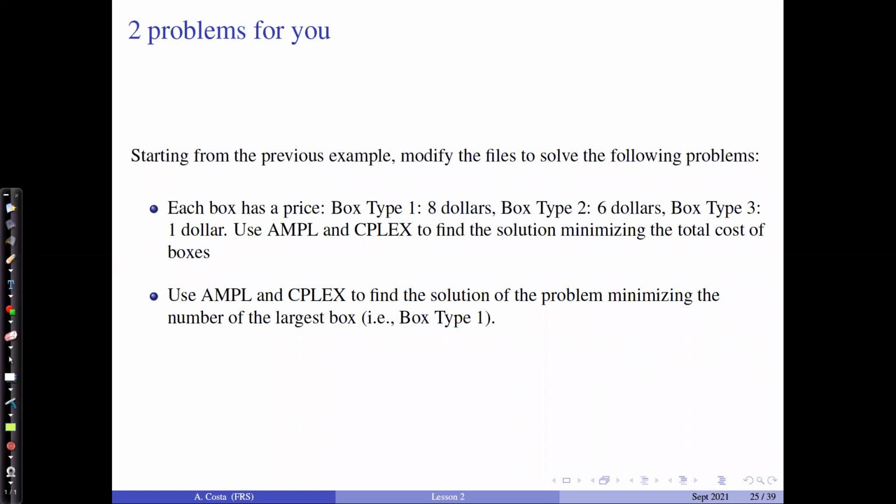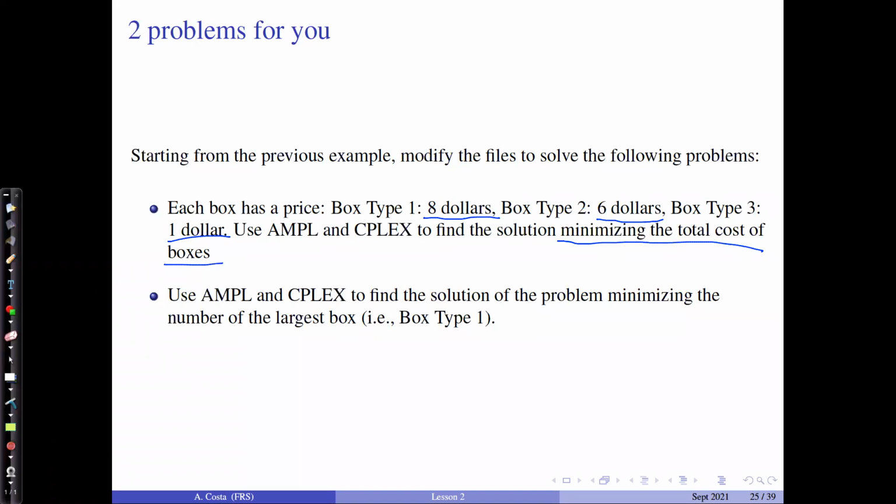Same structure as before. So we have worked together the problem of assigning the items to the boxes. And now we have to solve two additional questions. So number one, we want to change a little the setting where now each box also gets a price. So you see here, boxes of type 1 each cost $8. Those of type 2 cost $6 each, and type 3, $1. So remember, these were the largest, the medium, the smallest. What do we want to do now? We want to find a solution where we are minimizing the total cost of the boxes.